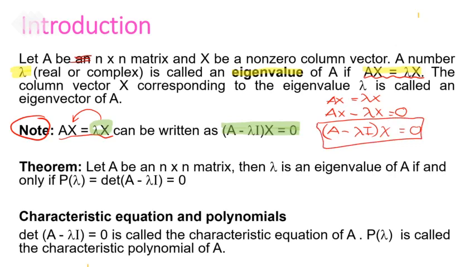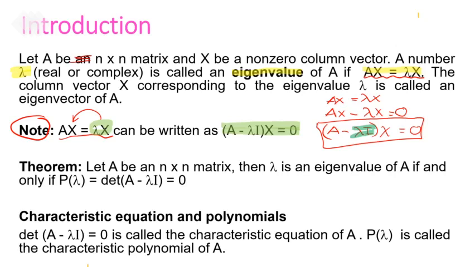Lambda you have to times with identity because A is a matrix, lambda is a number. So you cannot minus that one. So you have to times identity. Okay, move to the theorem.